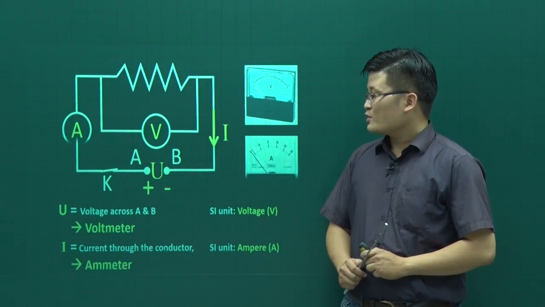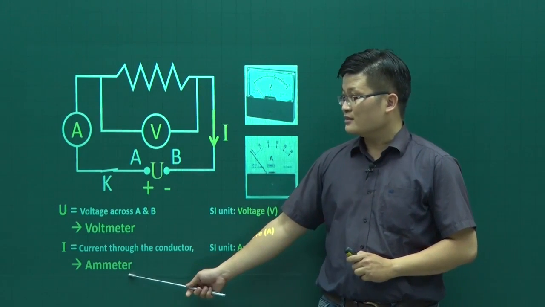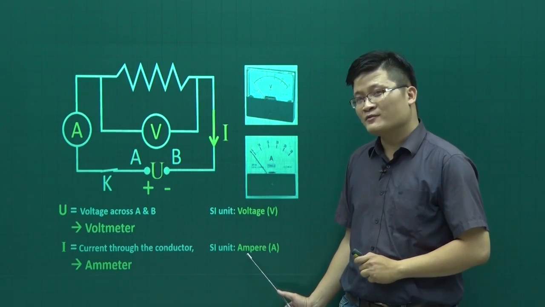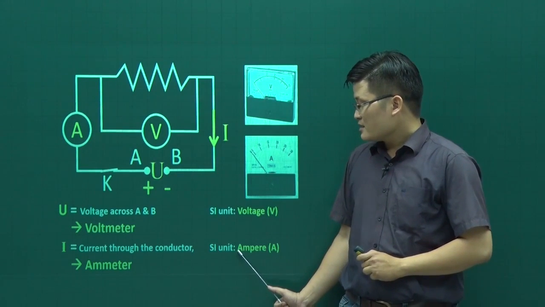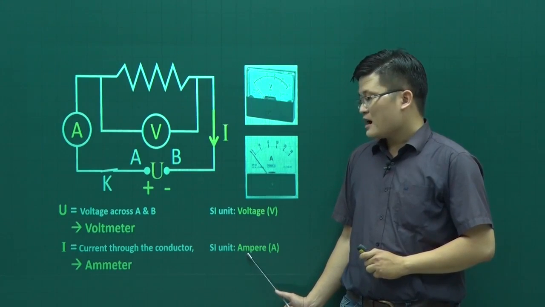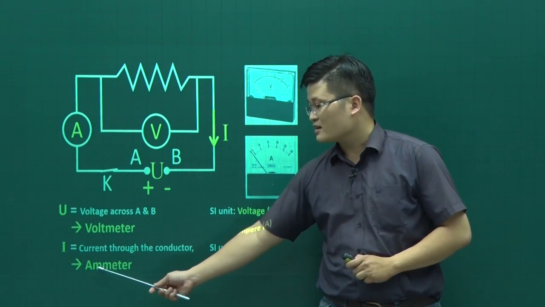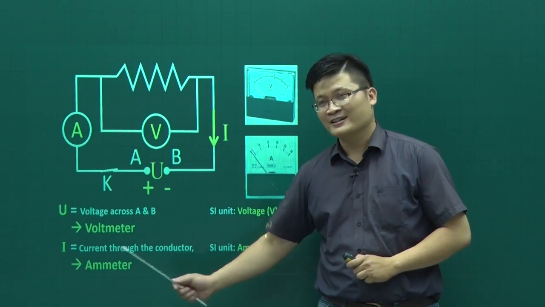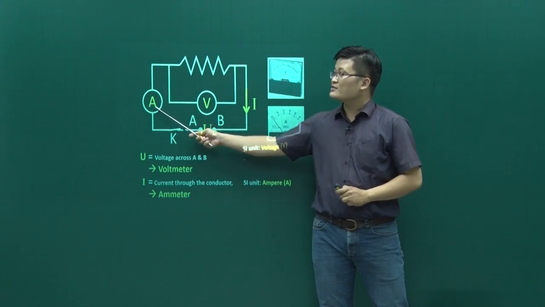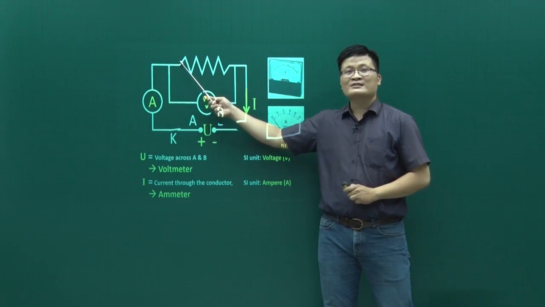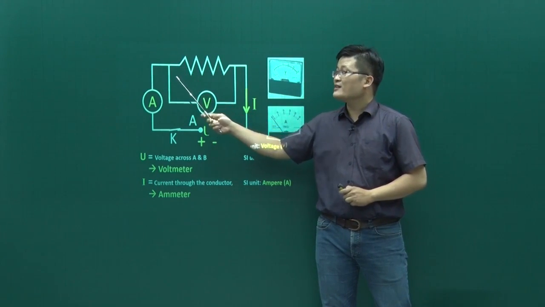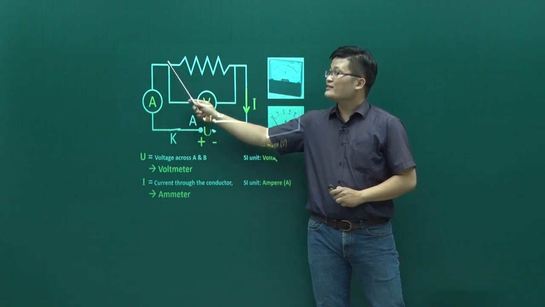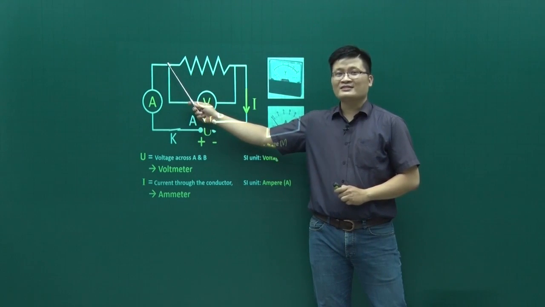And then we use the ammeter to measure the current. It is also more or less the same way to remember the name. The current is measured in amperes, and the tool to measure the current is the ammeter. We connect the ammeter in series with the conductor. It means we connect only one end of the ammeter with only one end of the conductor.